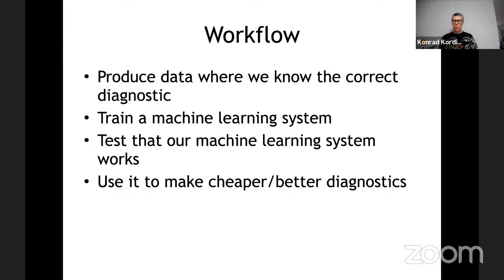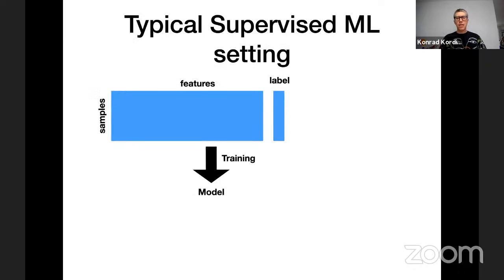And then we train the machine learning system based on all kinds of data that we have about the people. And then we test if our machine learning system really works. And then if we are successful at that, we can use it to make cheaper, better diagnostics. And this kind of pipeline is used in lots of different ways. So let's look at how this really works, because it turns out that the typical supervised machine learning people use in that domain always takes on the same properties.